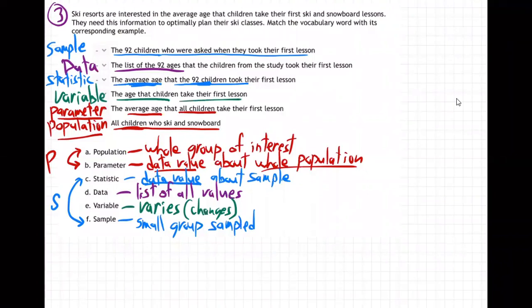So there we go. So again, do this question by first finding the population and the parameter. You can find those by all children, all children. The parameter is the data value calculated from the whole population. And then find the sample, that's the smaller group, and the statistic is a number calculated from that small group. Once you get those, then the data is the list of everything, and the variable is the one that's left. That's going to be something that varies. And so there we go.